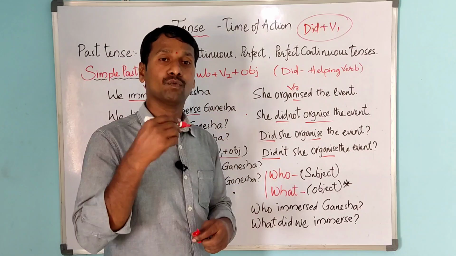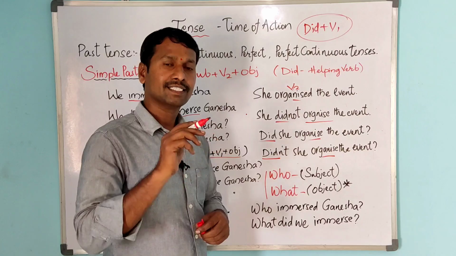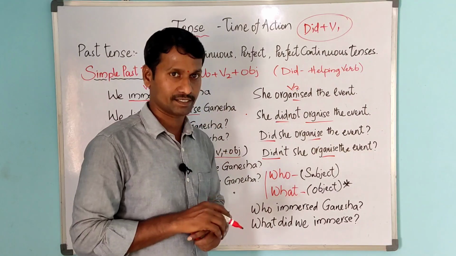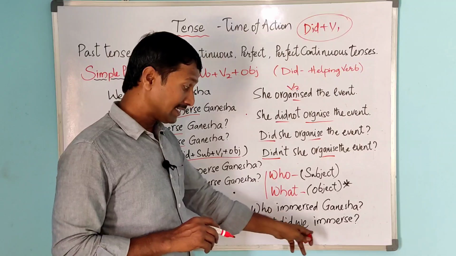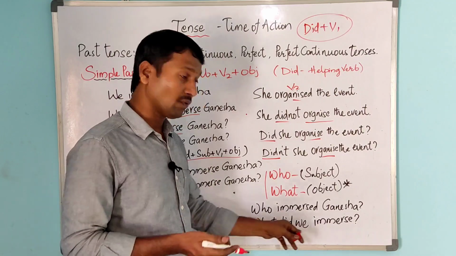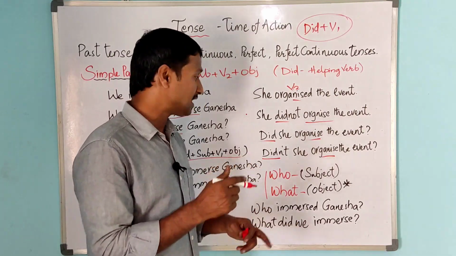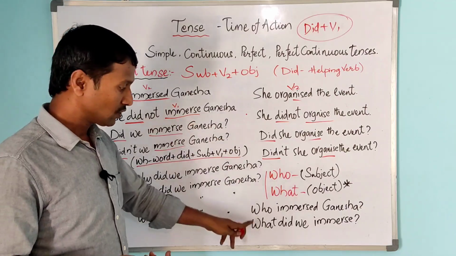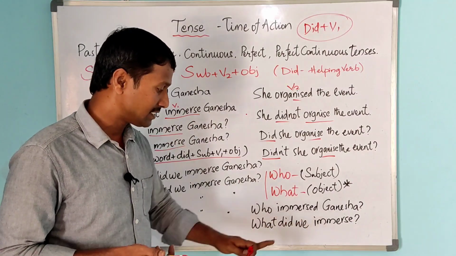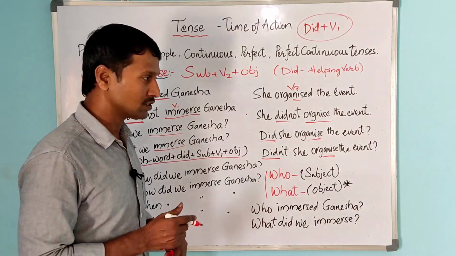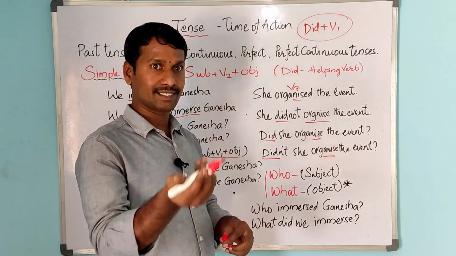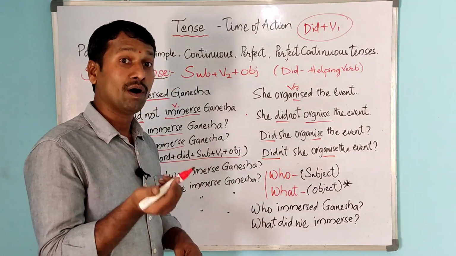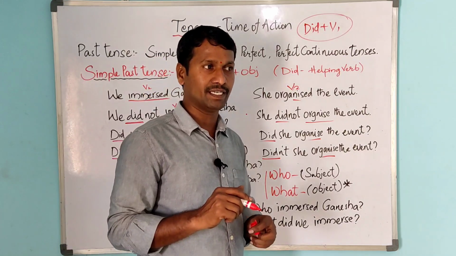And when we write with what, this what sometimes replaces the object. So here, what did we immerse? When we make a question, what did we immerse? Ganesha is missing here; Ganesha is acting as the object. So when we make the question with what, it is what did we immerse? Similarly, this example also we can make with who organized the event and what did she organize? Also we can frame the questions.